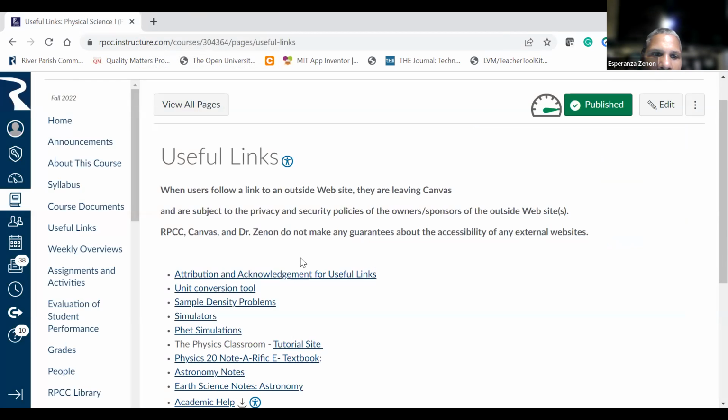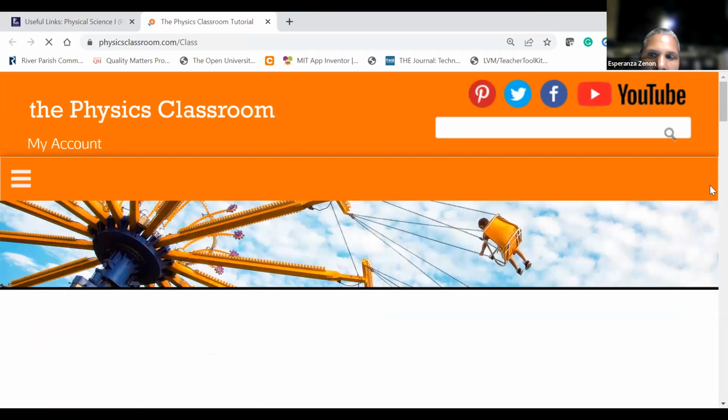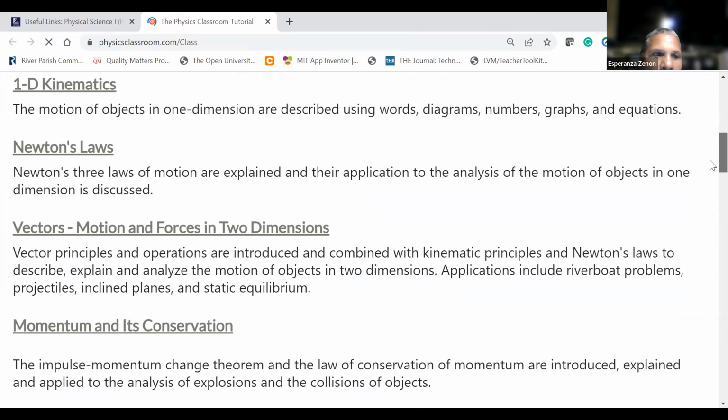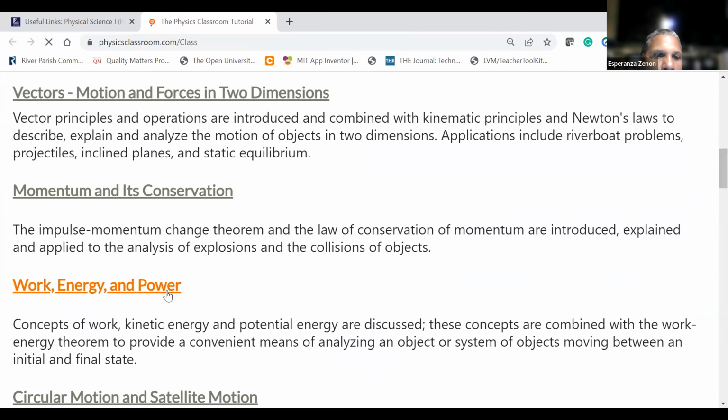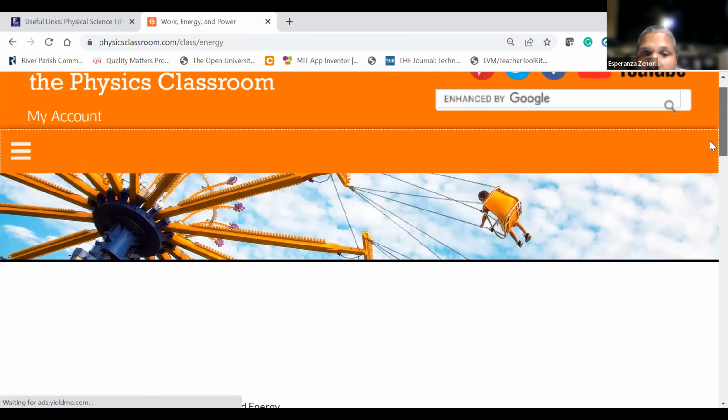And then one of my favorites, if you go to the Physics Classroom under useful links, there are simulators that show the energy conversion. The Physics Classroom is a tutorial site. And if you go under there and you go to work, energy, and power, notice this site has a coverage of every topic that we cover. So you can go there.